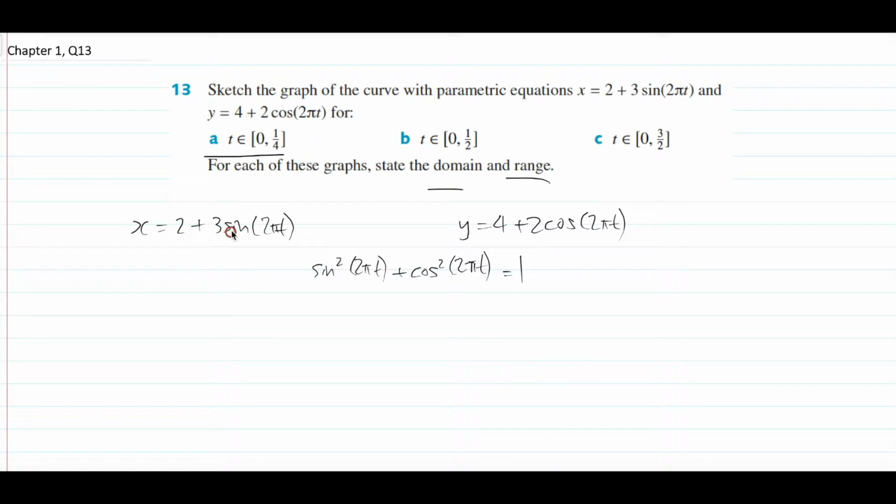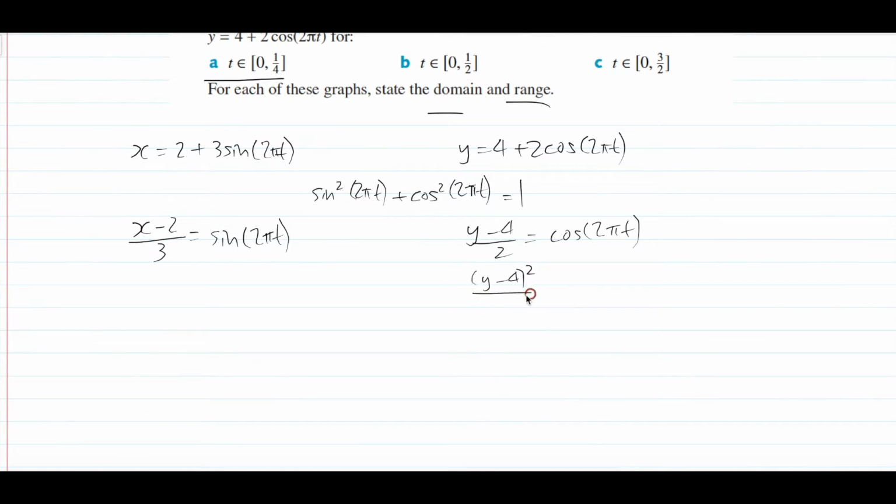Before we do that, we need to make the sine and the cos just the subject of the equation. To do that, we bring everything outside to the left side. So x minus 2 over 3 equals sine 2 pi t, and then we have y minus 4 divided by 2 equals cos 2 pi t, and then we can just square them. If I square this, I get (y minus 4) square divided by 4 equals cos square 2 pi t, and we do the same thing for (x minus 2) square divided by 9 equals sine square 2 pi t.